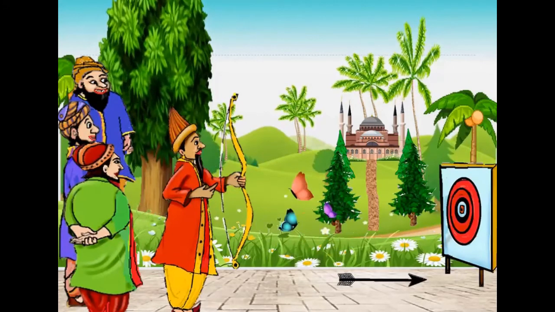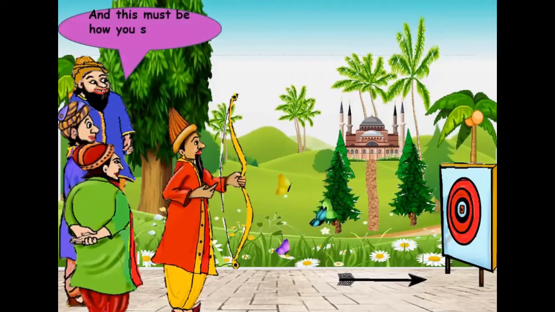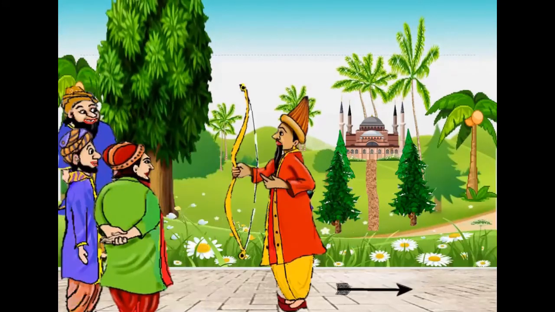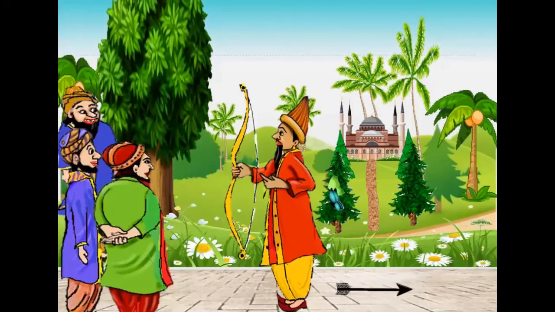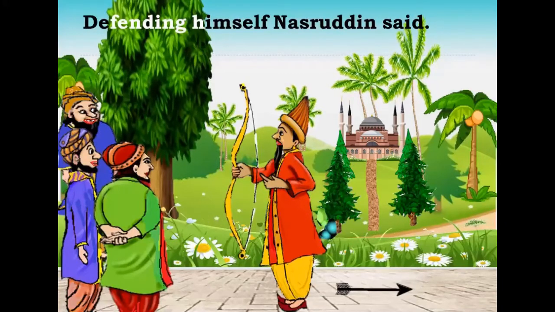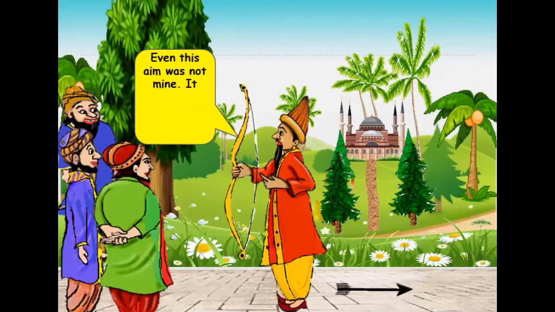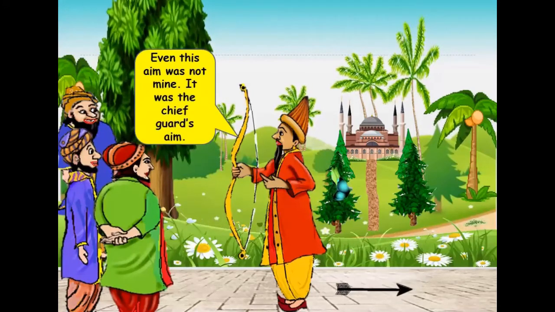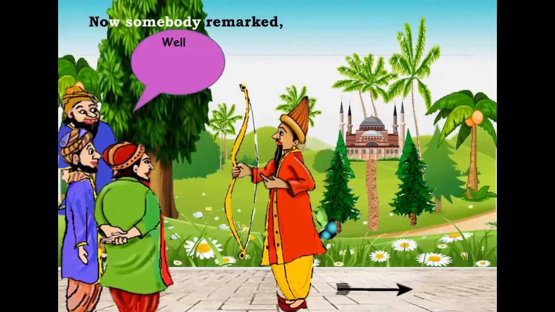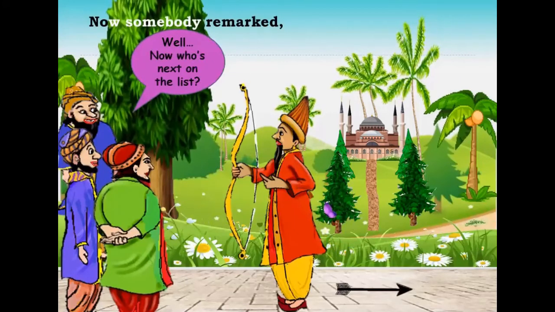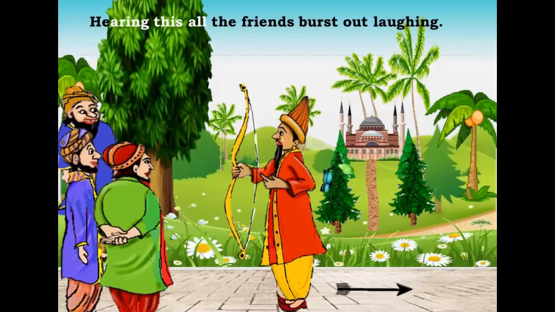Having great fun at what had just happened, they mocked Nasruddin, "And this must be how you shoot an arrow." And they continued their laughter. Defending himself, Nasruddin said, "Of course not. Even this aim was not mine. It was the chief guard's aim." Now somebody remarked, "Well, now who is next on the list, Nasruddin?" Hearing this, all the friends burst out laughing.